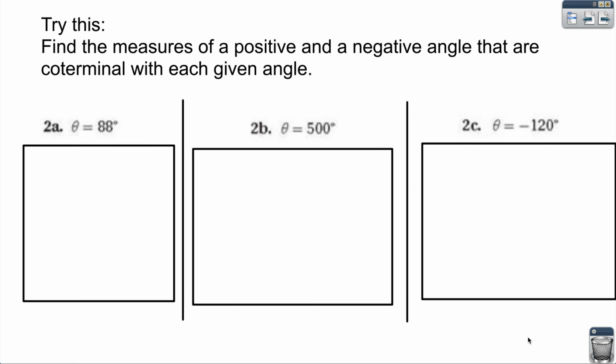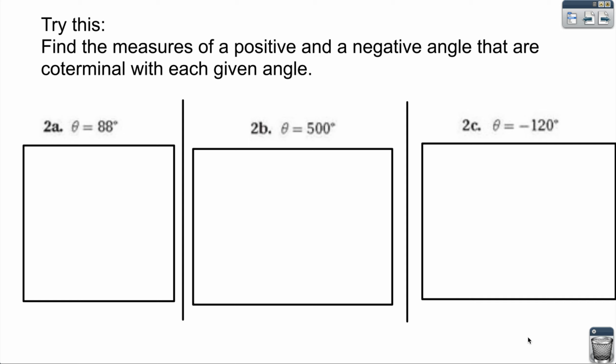You can pause the video right now and take a look at the few examples we have here to practice on them. Find the measures of a positive and a negative angle that are coterminal with the given. Again, if you're a visual individual, you can illustrate them first to help you further see them. Otherwise, you're adding or subtracting 360 degrees or multiples of 360 degrees.